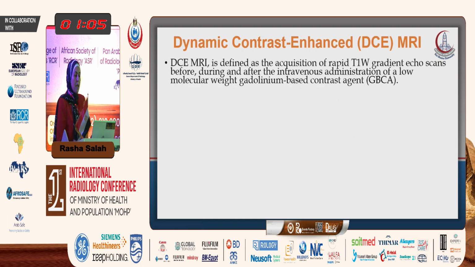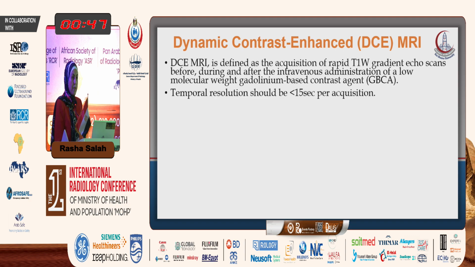The DCE is the acquisition of rapid T1 weighted images using gradient echo, because it is a very rapid technique, and it is performed before, during, and all through the IV contrast injection. The temporal resolution for this DCE should be less than 15 seconds per acquisition, and we could use fat suppression and subtracted images. It is recommended, but if it is not performed, we can do the subtraction later on the machine.